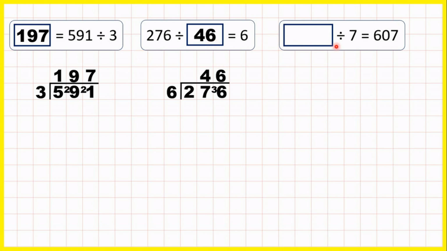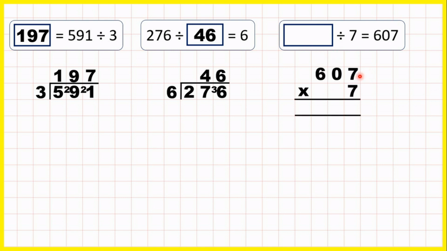Now we have something divided by 7 equals 607. So our dividend is missing, and that means we need to use multiplication to find our answer. Remember, division is the inverse of multiplication. So something divided by 7 equals 607. You could read it backwards as 607 times 7, and that would give us our dividend.